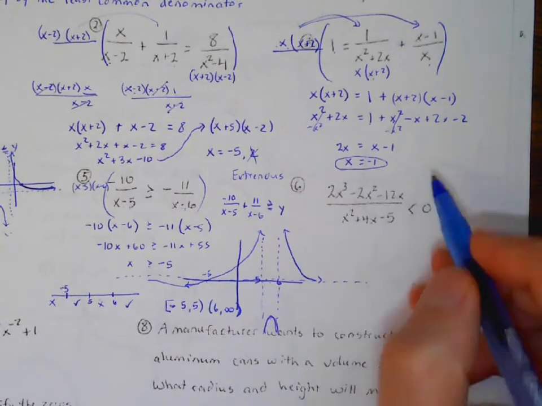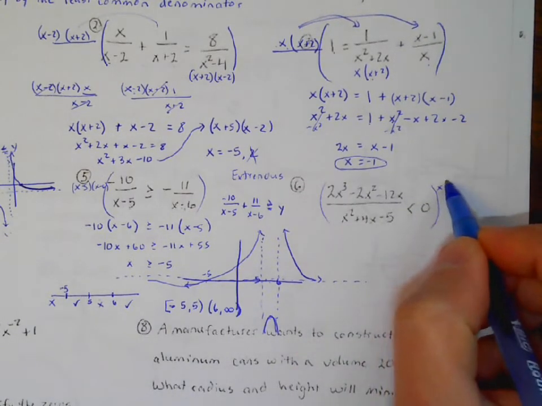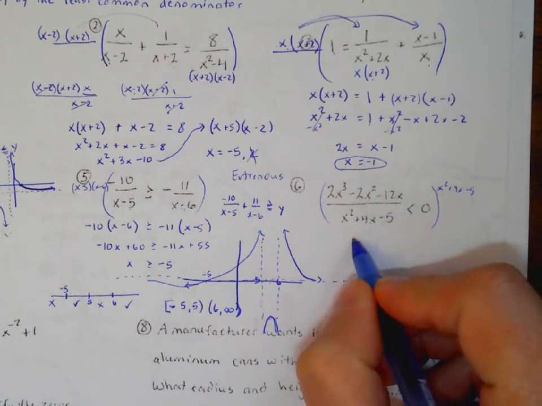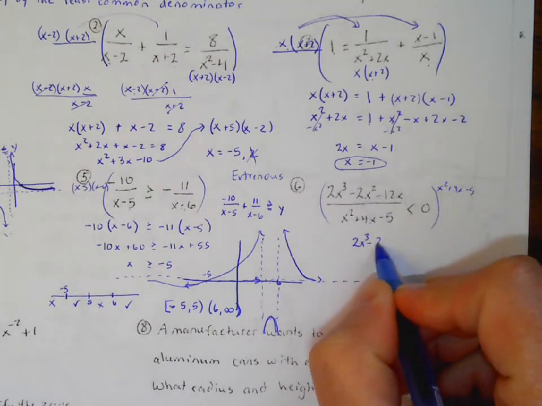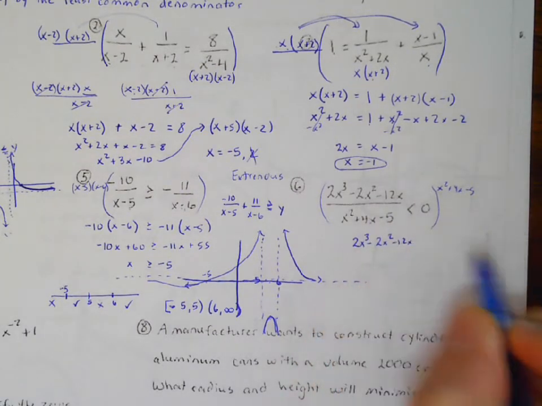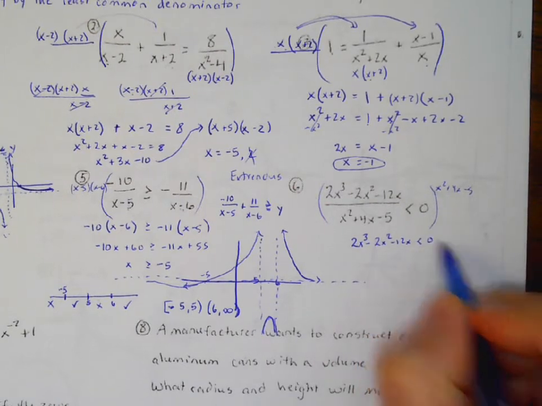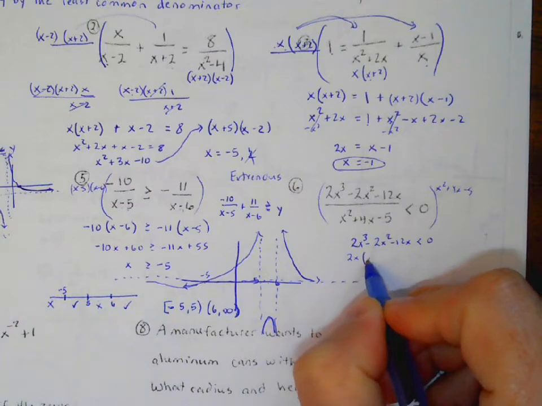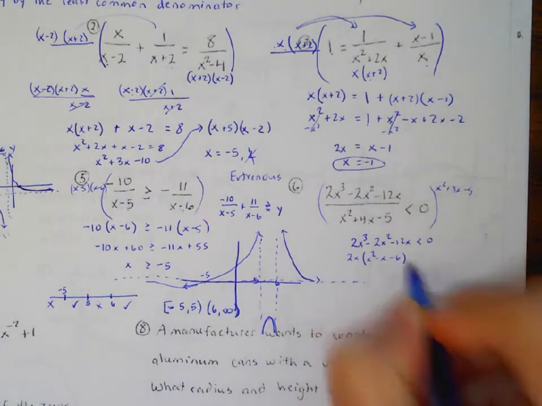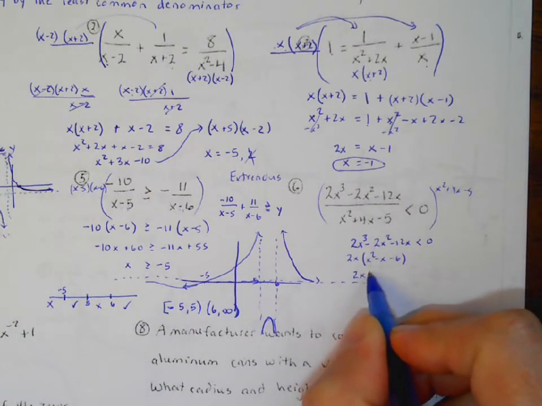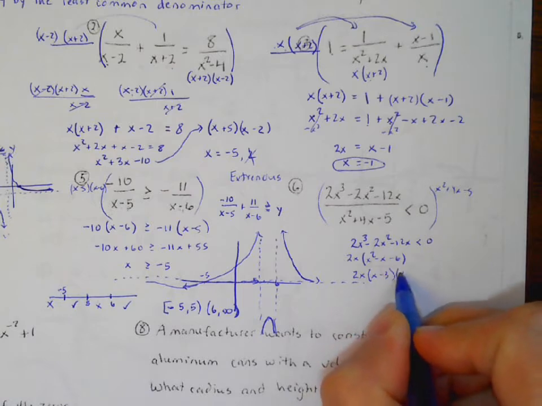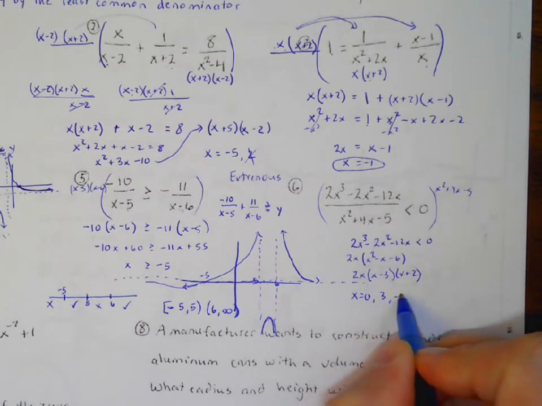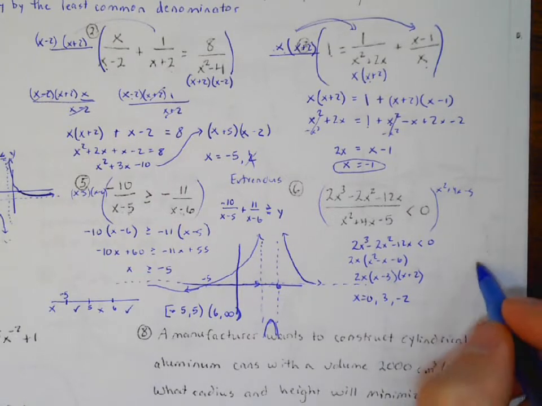If you think about solving this one algebraically, we're going to multiply both sides by x squared plus 4x minus 5. Here these will cancel, so you have 2x to the third minus 2x squared minus 12x, and that times 0 is still 0. When solving this, we can factor out a 2x, and then factor this, x minus 3 times x plus 2. Then we get x is equal to 0, 3, and -2.